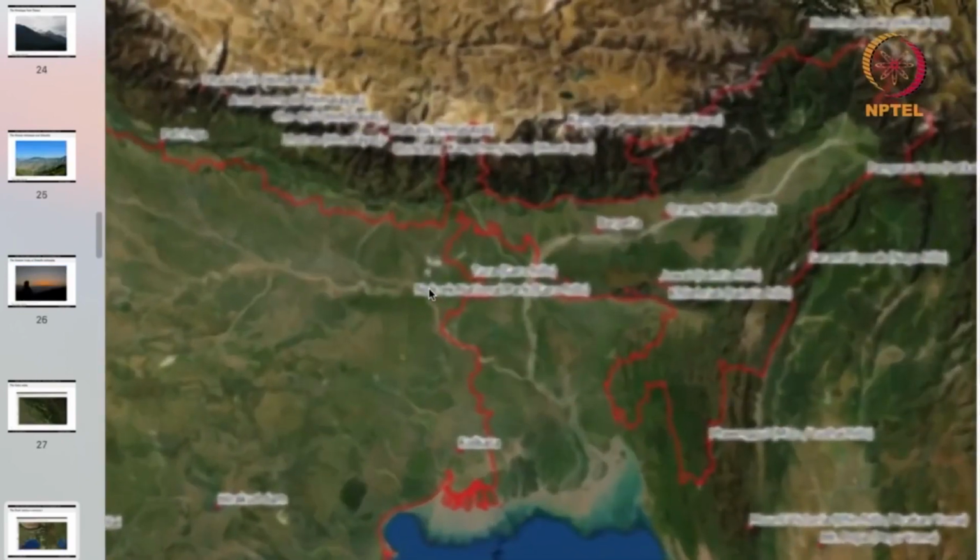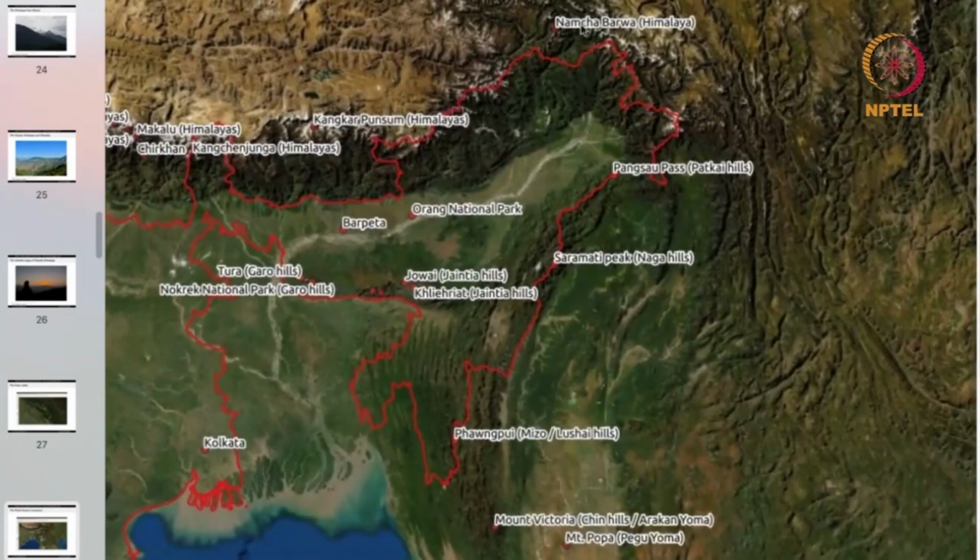If you look at the northeastern mountains, this is the end of the Himalayas, Namcha Barwa. Here we have the Pangsau Pass in the Patkai Hills. So this portion is Patkai Hills, and here we have a connectivity between our country and Myanmar. This is the peak of the Naga Hills. And here we have Garo, Khasi and Jaintia Hills.